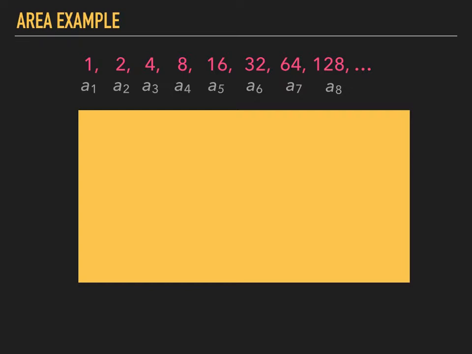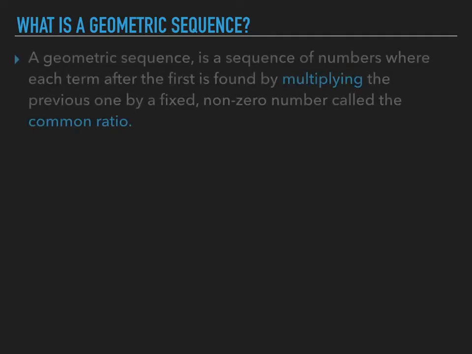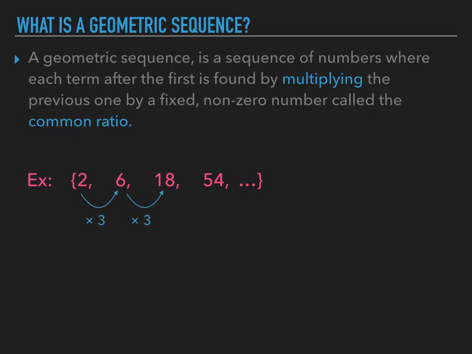in this sequence. This sequence of numbers can be thought of as a geometric sequence. It's a sequence of numbers where each term after the first is found by multiplying the previous one by a fixed non-zero number called the common ratio. So we're going to be looking for multiplicative relationships to identify geometric sequences. Here I'm multiplying 2 times 3 to get 6, 6 times 3 to get 18, 18 times 3 to get 54, so 3 is my common ratio. This sequence of numbers is a geometric sequence.